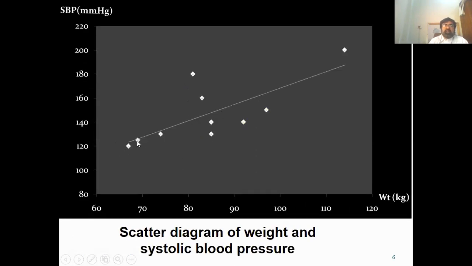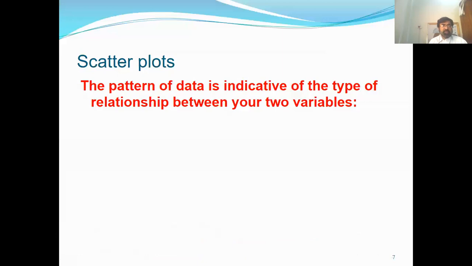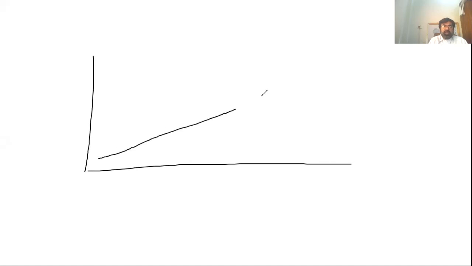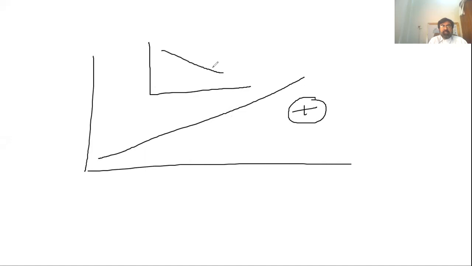So this is a line drawn between these two quantitative variables, and this line shows that there is a positive relationship between these two variables. Scatter plots, the pattern of data is indicative of the type of relationship between your two variables. For example, if you draw a line and it is like this, it shows a positive relationship between the two variables. And if you draw a line and it is like this, it shows a negative relationship between the two variables.